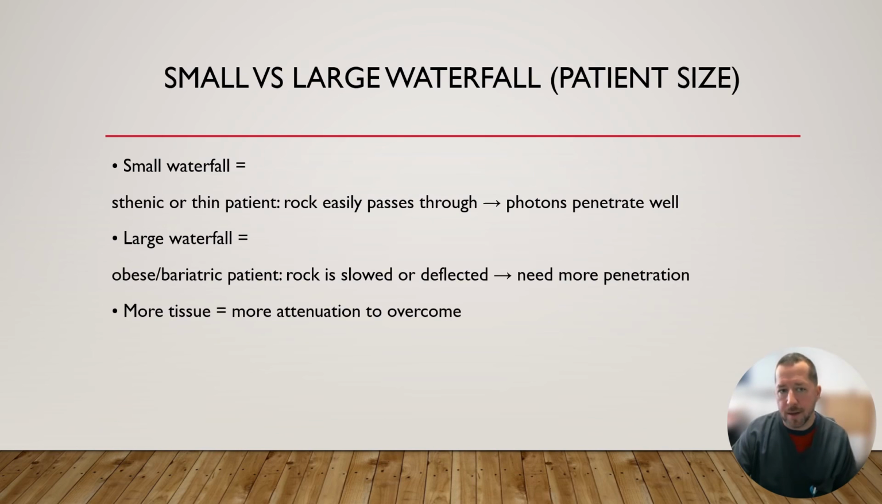So just to recap, that small waterfall is like that thin sthenic patient. The rock's going to pass through pretty easily with you just throwing that rock at a medium speed. Or like a baseball pitcher, throwing it really light, 50 miles an hour versus 100 miles an hour. The large waterfall, however, the obese or bariatric patient, it's going to slow or deflect that rock only going 50 miles an hour. So that baseball pitcher or you throwing a rock through a waterfall would have to throw a lot faster, right? So if you want to cut through that water to hit a hypothetical wall on the opposite side of a waterfall, you're going to have to throw that rock faster.